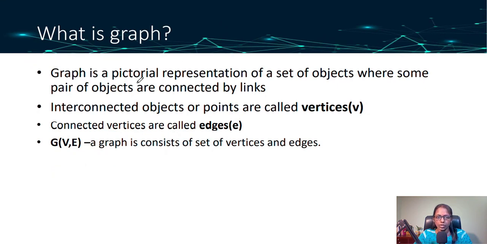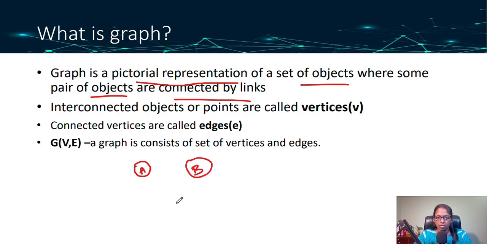A graph is a pictorial representation, a diagrammatic representation of a picture. A graph is a pictorial representation of a set of objects where some pairs of objects are connected by links. Consider here this is A, and here this is B. A is one object, B is one object and C is another object. These objects are connected by a link. This is a line or link. So a graph is a pictorial representation of a set of objects, A, B, C, where some pairs of objects are connected by links.